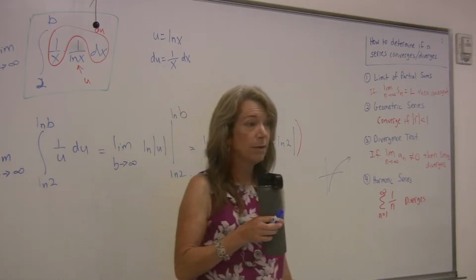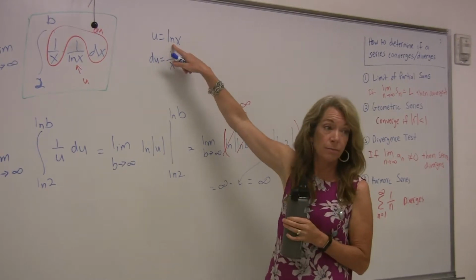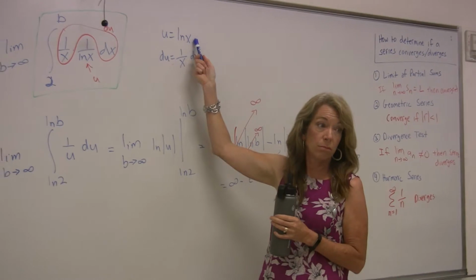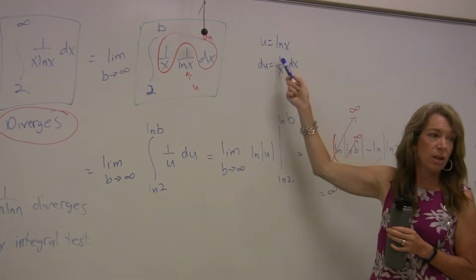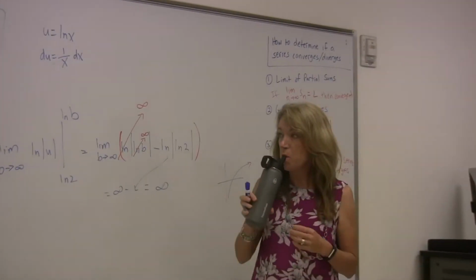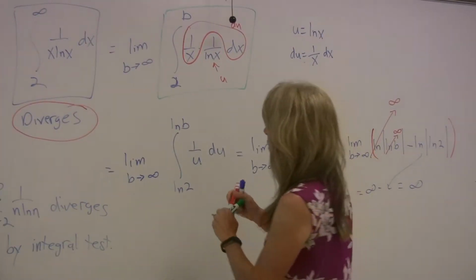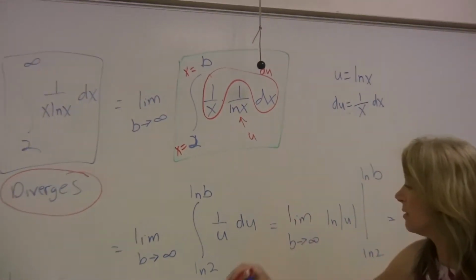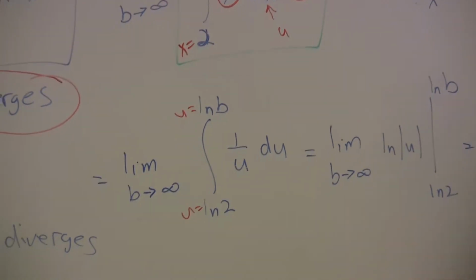Yes, sir. Where'd you get the ln2 from? From u was ln of x. So if x was 2, then u is ln of 2. And when x was b, u is ln of b. We're just changing our bound using our u sub. Because these are x values right here. Because that's a dx. So these have to be u values. So that's a du.